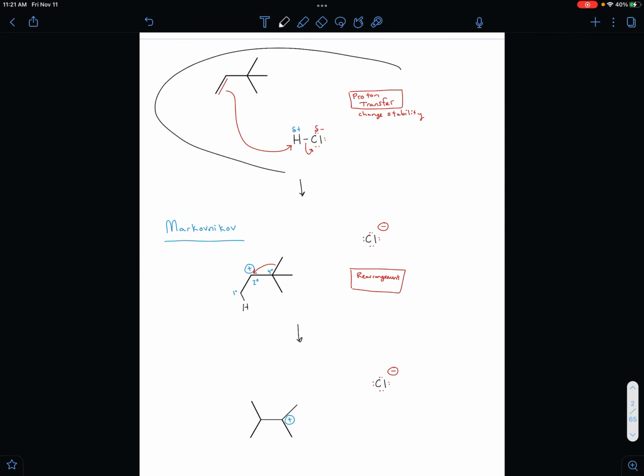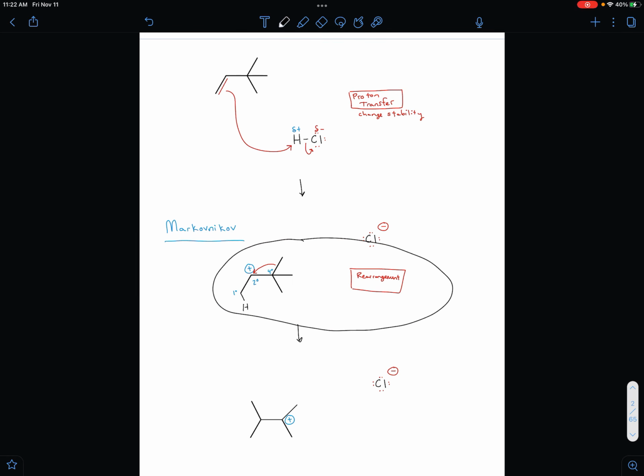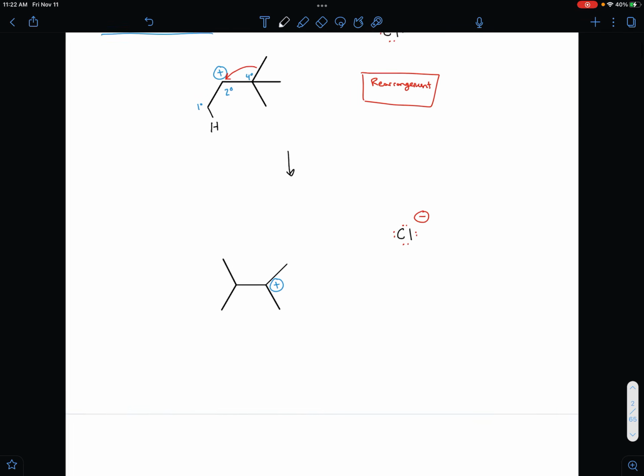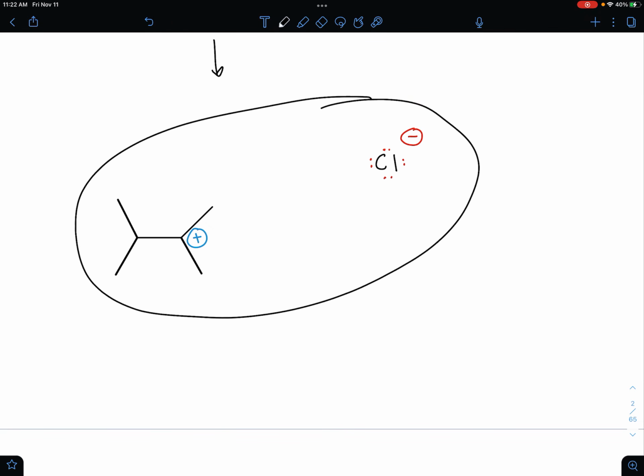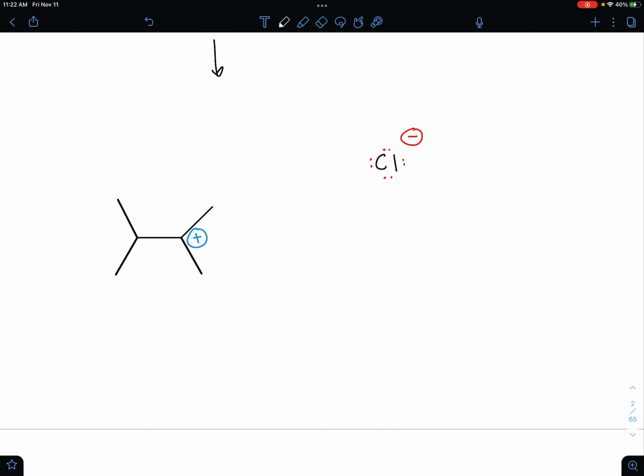Okay, so to review, the first step was proton transfer. The hydrogen went to the less substituted carbon. That was Markovnikov addition. Then, because we had a carbocation, we had to check for rearrangement, and we had it. And now that we have rearrangement, all that's left in this ring is a very clear nucleophile and a very clear electrophile. And notice that's what I'm calling them instead of specific things.